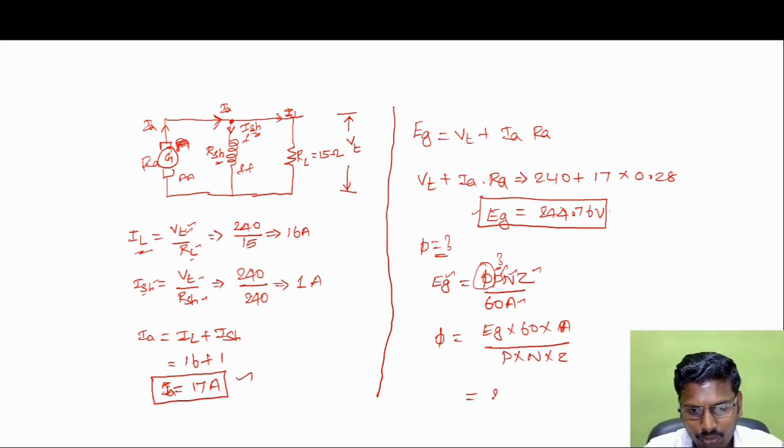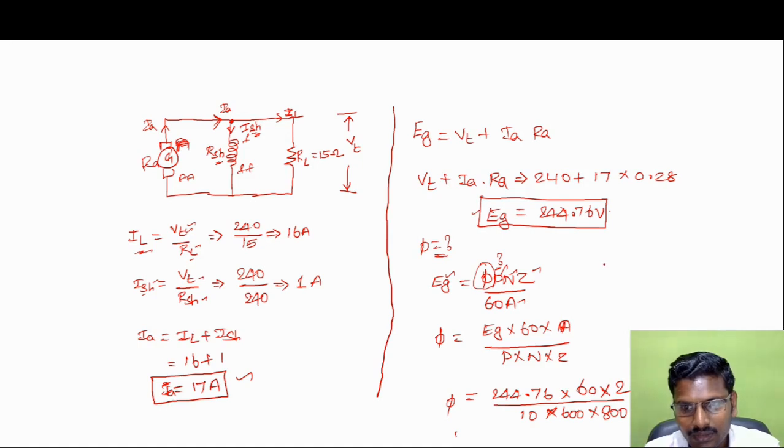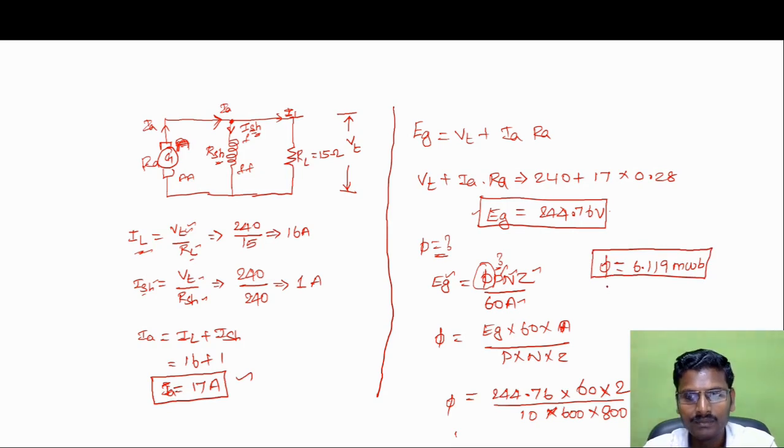So this is equal to 244.76 into 60 into A, and since this is wave winding, the number of parallel paths A is equal to 2, divided by the number of poles, 10, into speed 600 rpm into Z, the number of conductors, 800. So the flux phi is equal to 6.119 milliweber per pole. This is the answer for the third parameter. So we have found the values of the armature current, generator voltage and flux phi. Thank you.